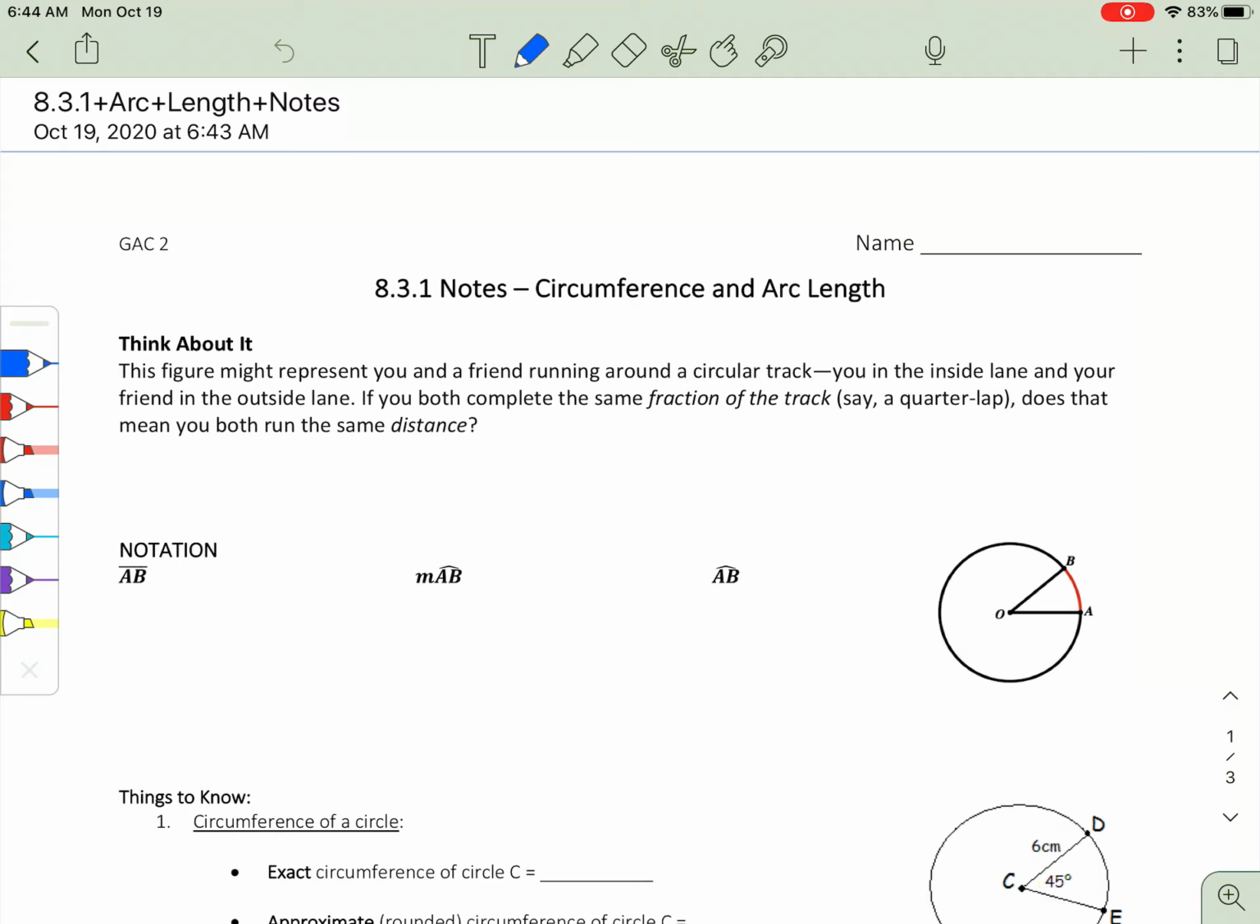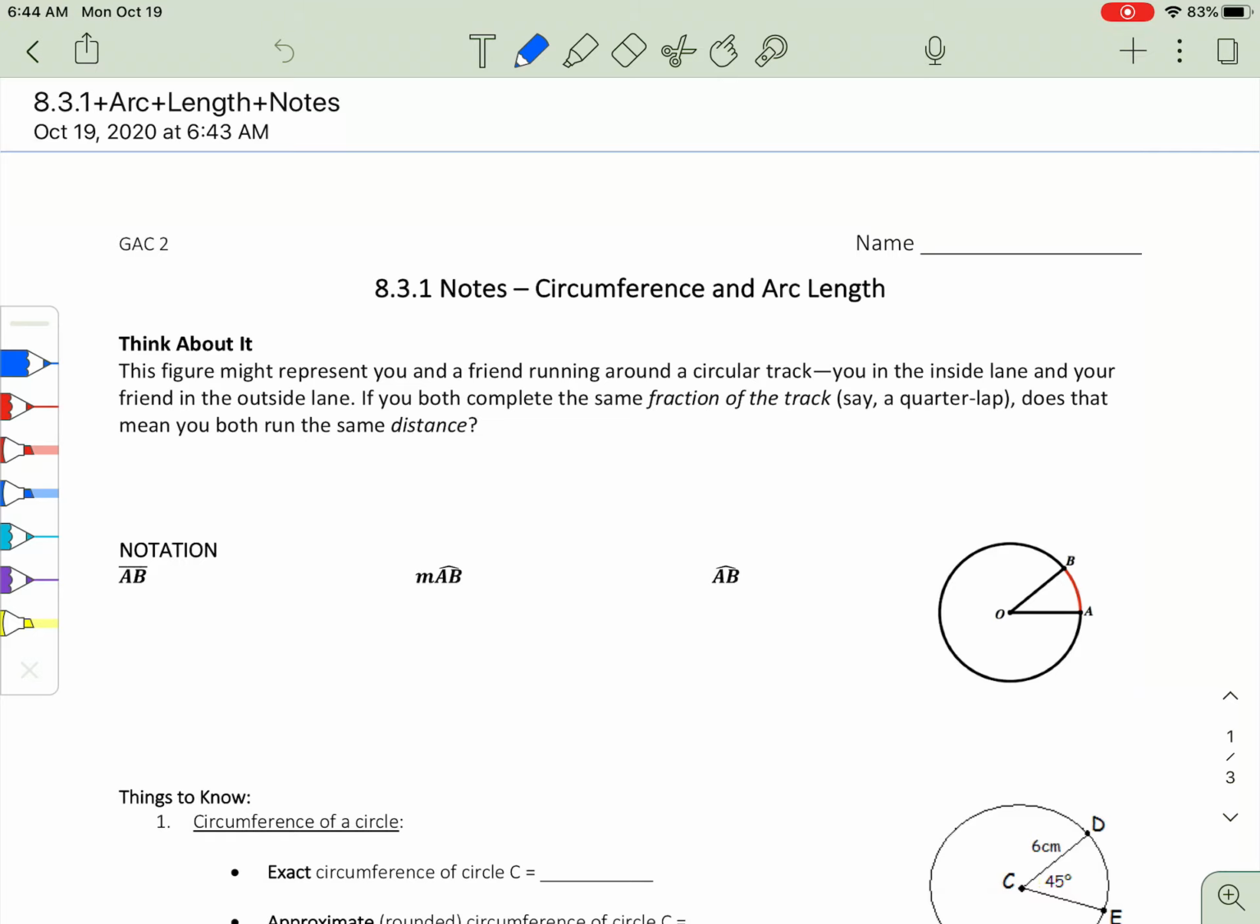First thing, think about it. So this whole section of circumference and arc length, in the past, students have really struggled to understand the difference between the two, when I'm solving for which one, like how to really set it up. So I thought I'd throw this in here at the beginning just to try to help us distinguish between the two pieces.